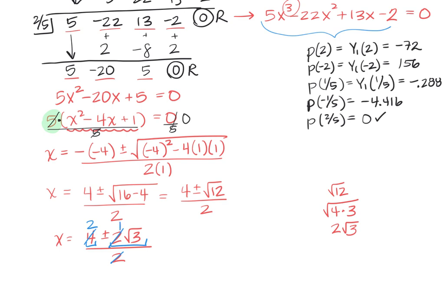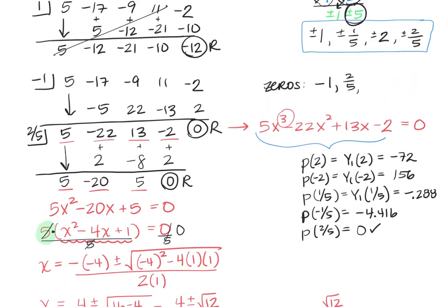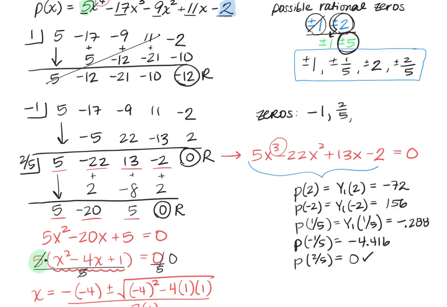And so we're left with 2 plus or minus the square root of 3, which is really 2 plus the square root of 3 as one answer, and 2 minus the square root of 3 as my second answer. So we have our 2 remaining zeros. So going back to my list, now we have all 4. So we had negative 1 and 2/5, and these 2 are the rational zeros. Remember, they were on our list of possible rational zeros.